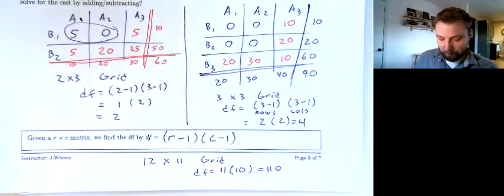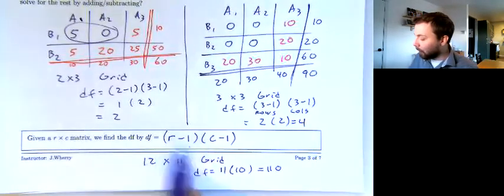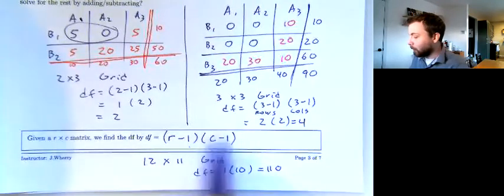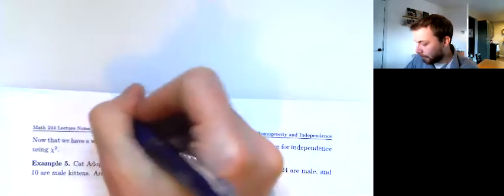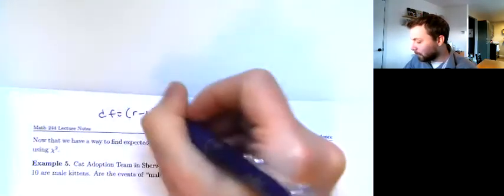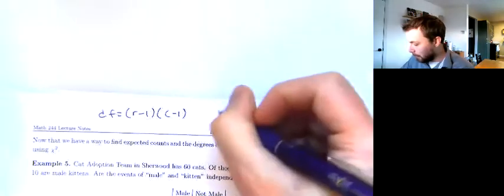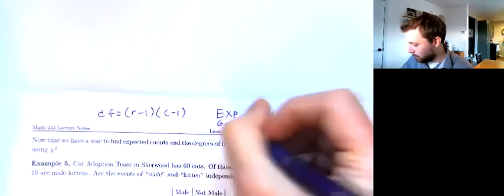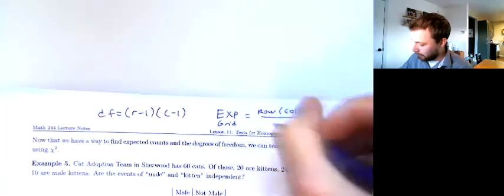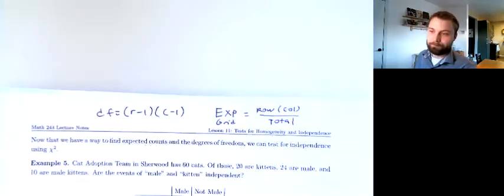So my degree of freedom, I'm calculating this as R minus 1 times C minus 1. And for my expected value, I have row times column over total. I'm going to write those observations again here at the top. Degrees of freedom, number of rows minus 1 times number of columns minus 1. If I want the expected value for some sort of a grid, I'm taking the total of the row times the total of the column divided by the grand total.